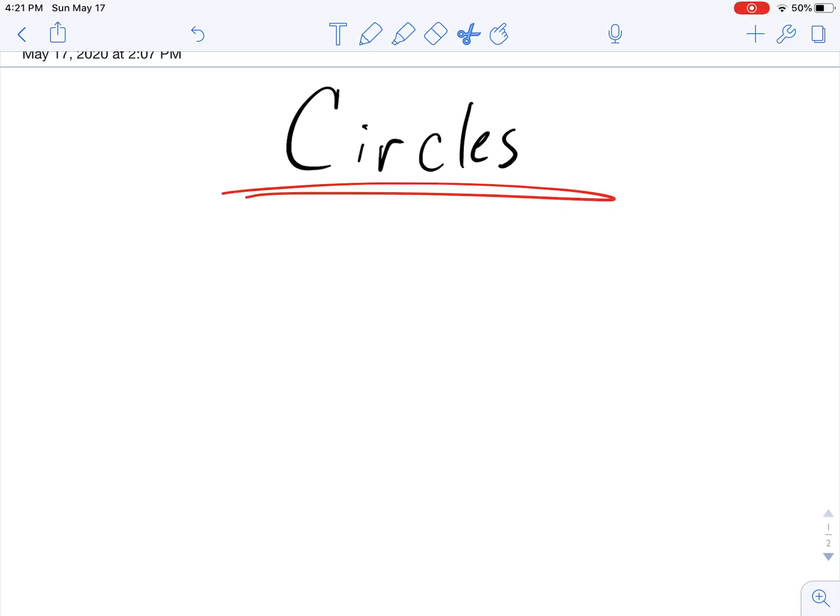Today we're going to be learning about circles. So we are moving on from algebra and we're going to geometry, and we're going to learn about my favorite shape, the circle. Maybe second favorite, but circles are really great, and there's a lot of cool stuff we're going to learn about.